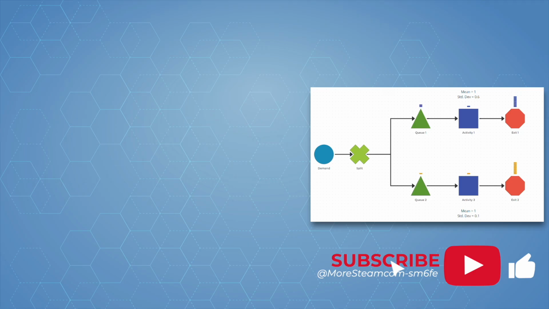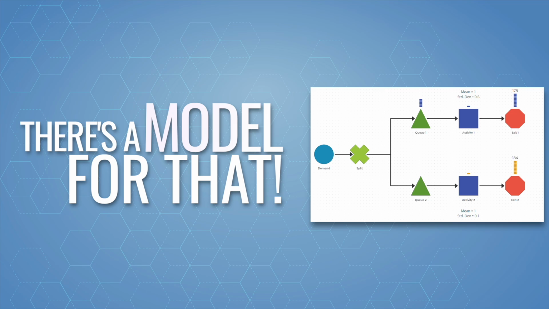How do those small delays affect the rest of the line? Does variation in one step slow everything down? And when does it start to matter? There's a model for that.